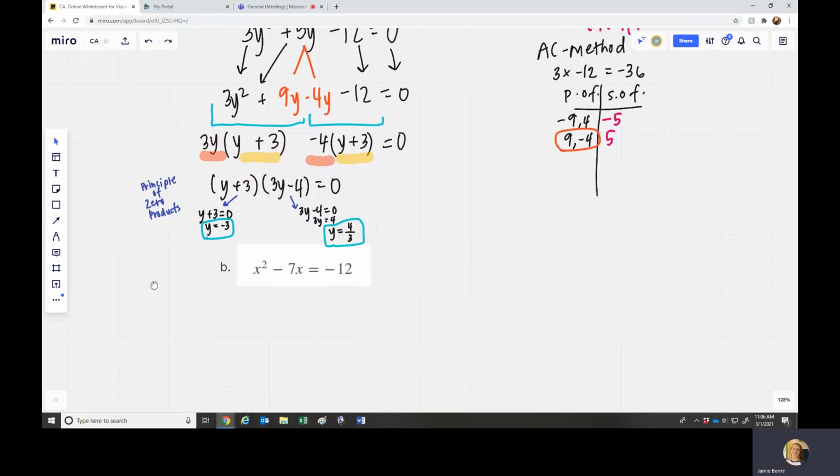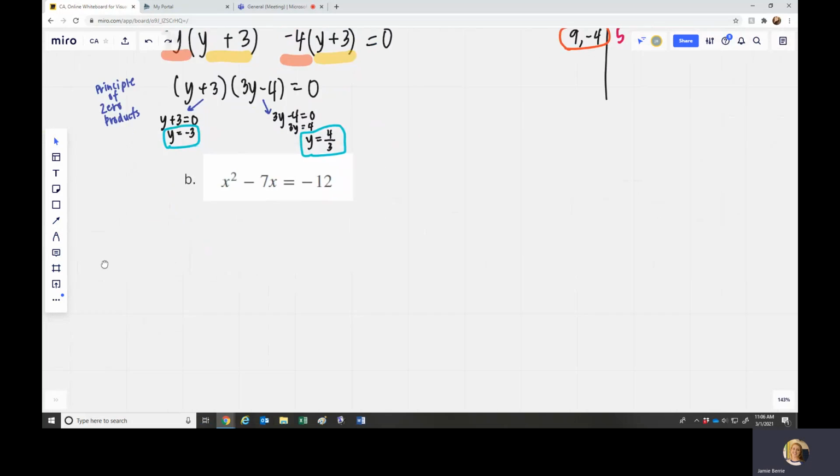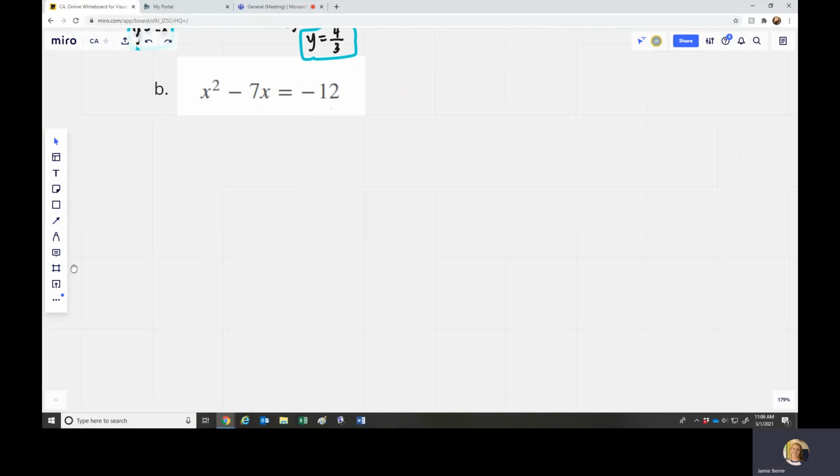Okay, let's look at a little bit of an easier problem. We have x squared minus 7x equals negative 12. It just shows a lot of examples here so that you could practice factoring, because we haven't done it in a little while, maybe about 2 weeks. So first things first, I got to move this 12 over. So I'm just moving the 12 over.